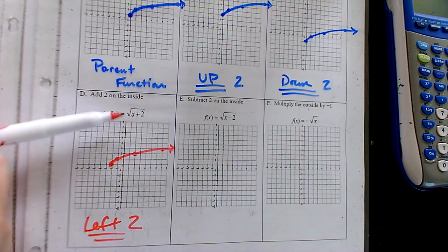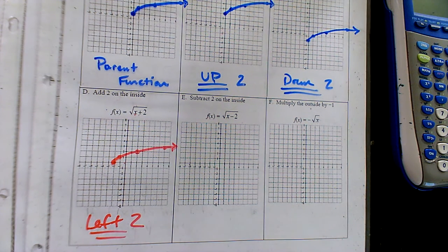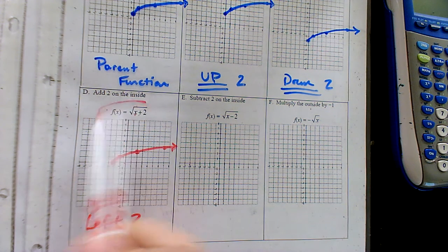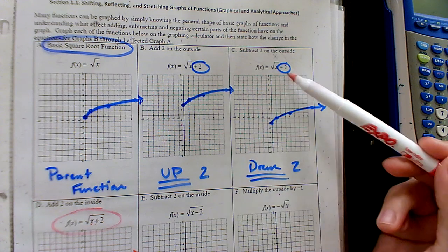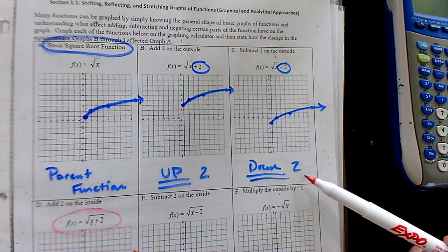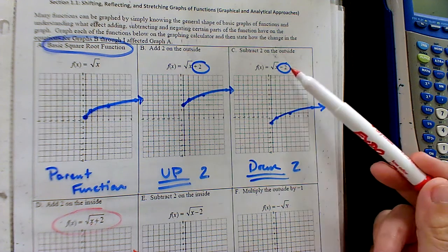Okay, at first glance you see that plus 2 on the inside, and I'm pretty sure your brain is thinking, oh, it might go right because positive is kind of a right direction, but it's actually going left. So the inside's the tricky part. It kind of does the opposite of what you would think. Okay, but notice how the outside values actually move kind of in a common sense direction. If you add on the outside, it goes up. If you subtract on the outside, it goes down.